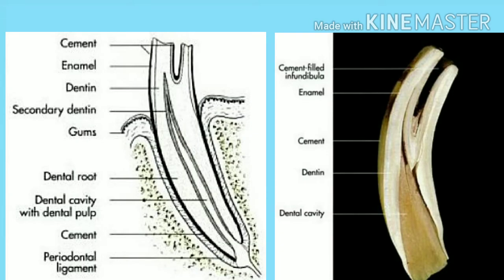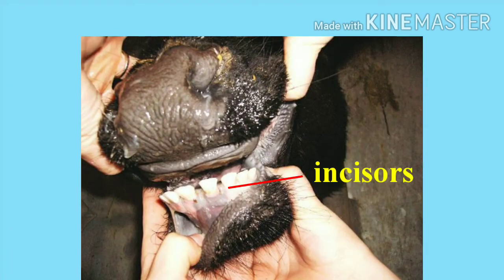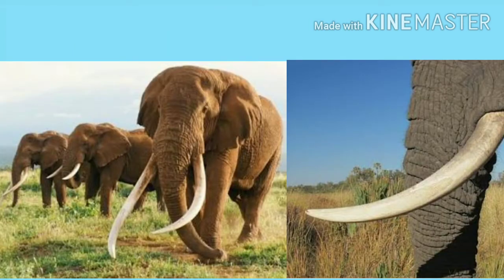In some species such as ruminants, the upper front incisors are missing. Instead, they have a thickened region called a dental pad, upon which the lower incisors can grind or crush the food. And remember that in elephants, the tusk is the modification of the first incisor.